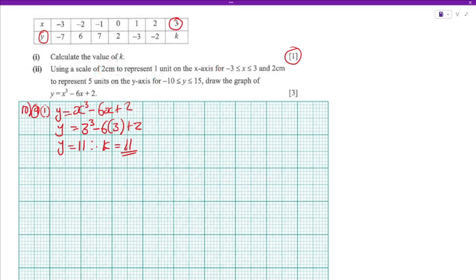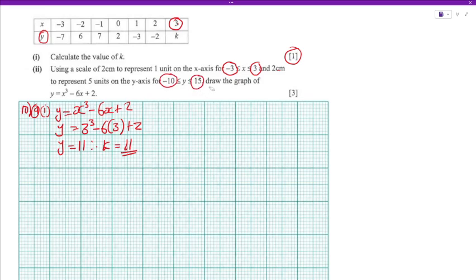Let me also talk about the y-axis. On the y-axis they're saying 2 centimeters to represent 5 units. Let's say this line right there is our y-axis. If we have 0 there, we need to have 5 there, and then 10 there, since 2 centimeters represent 5 units. From here to there it is 5 units, from there to there it's also 5 units. After you are done interpreting the scale, they will give you a range for each axis. For the x-axis, the range is from -3 to +3, and the range for the y-axis is from -10 to +15.